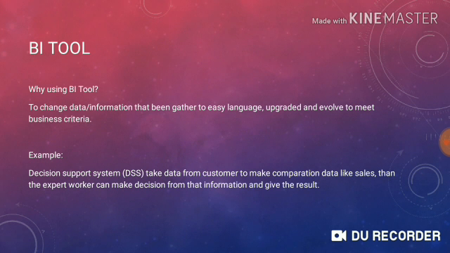Okay, business intelligence tool. Why use a business intelligence tool? It is to change data or information that has been gathered into easy language, upgraded and evolved to meet business criteria. For example, a decision support system takes the data from customers to make comparisons of data like sales, then the expert worker can make a decision from that information and give the result.